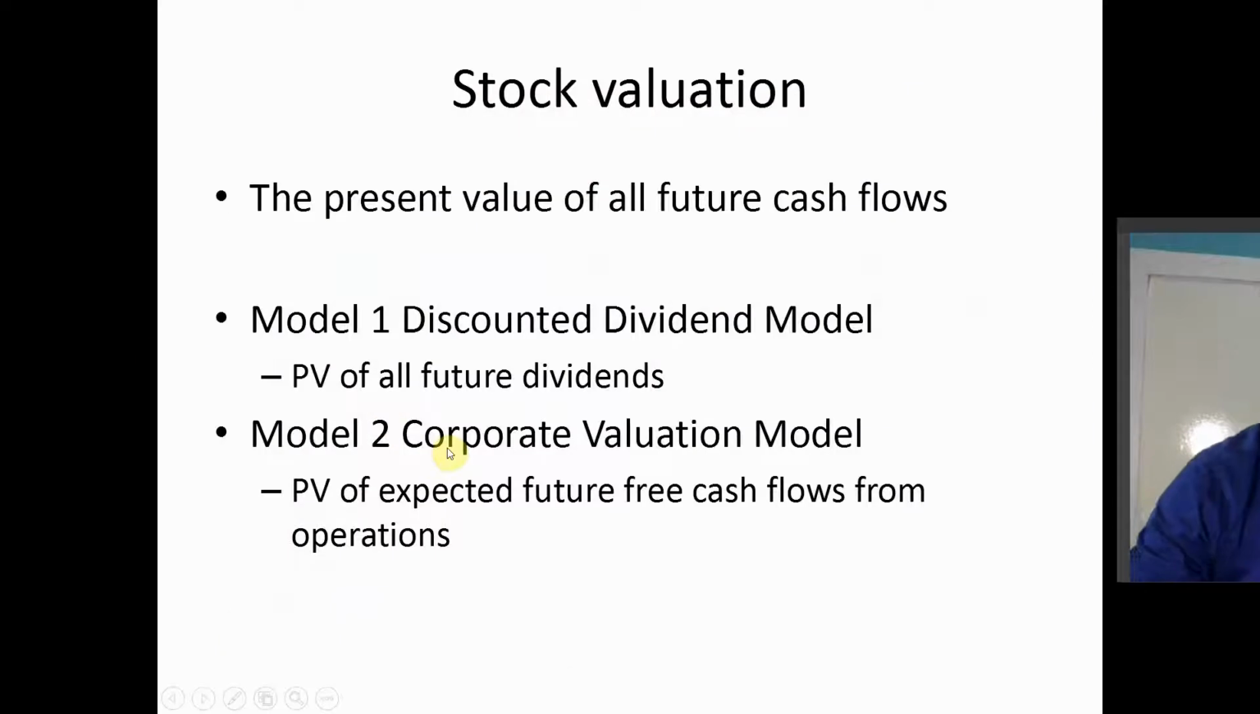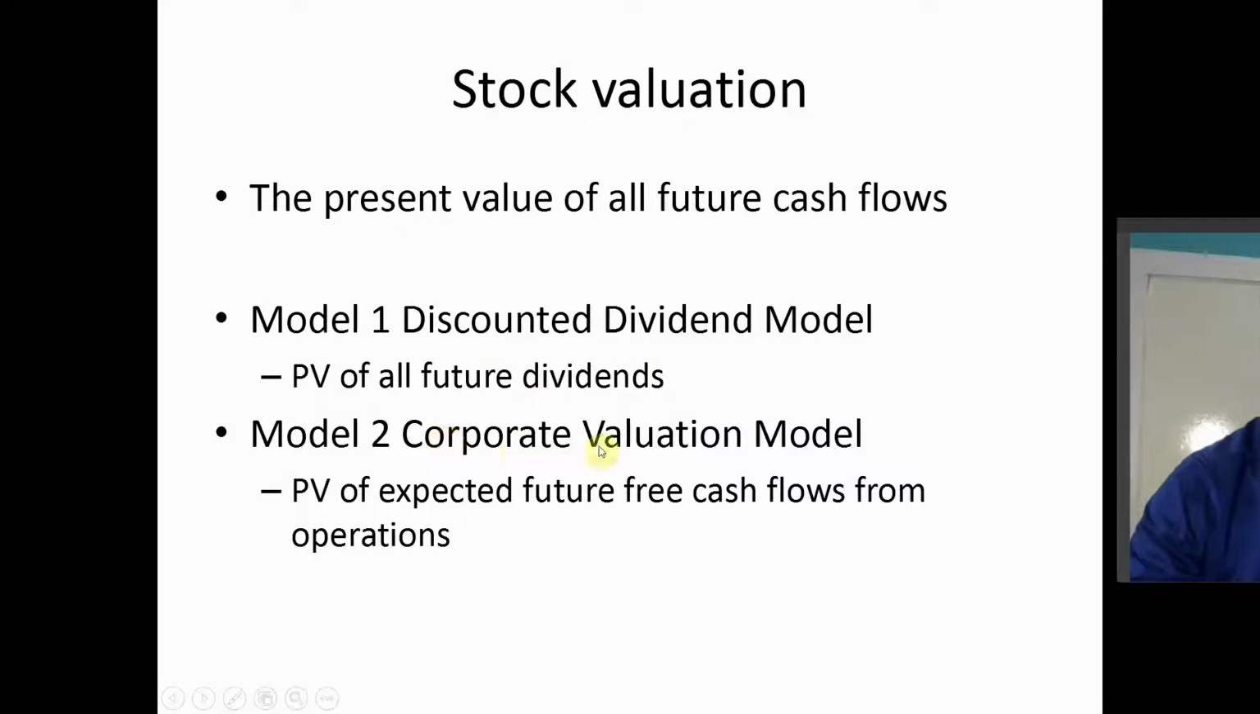Okay, so in stock valuation, just like any financial securities, we're getting the present value of all future cash flows. If the future cash flows are irregular, then we are going to use the method of net present value. So what are the cash flows generated by stock? If you buy a stock, you are expecting to get paid by dividends. So we're going to use the first model, discounted dividend model, to get the present value of all future dividends. That will be the stock price, the fair value of the stock in the market.